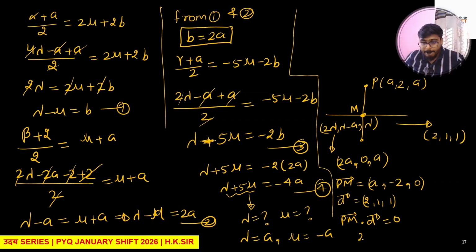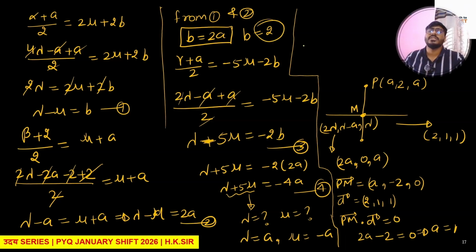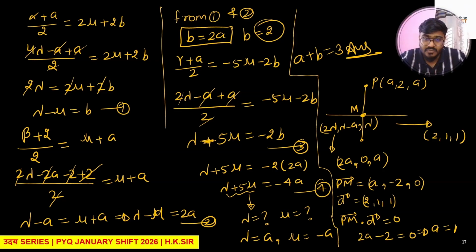So 2a minus 2 equal to 0. So from here a equal to 1. If a equal to 1, what is the value of b? B equal to 2. If a is 1, b is 2. What is a plus b? A plus b is 3. So this is your final answer. The question was good, but calculation wise it was a little bit lengthy.